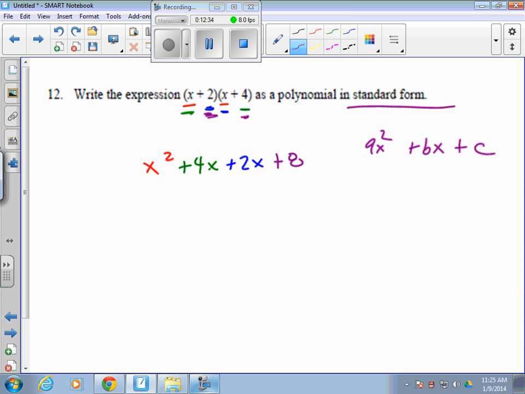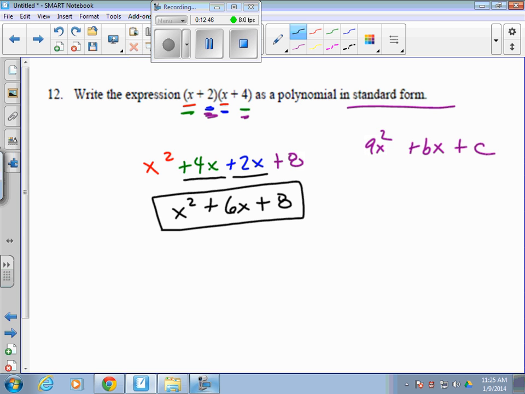The only thing you have to do to create it at this point is put your like terms, 4x and 2x together and get 6x. It's positive, so x squared plus 6x plus 8. And that says ax squared plus bx plus c.